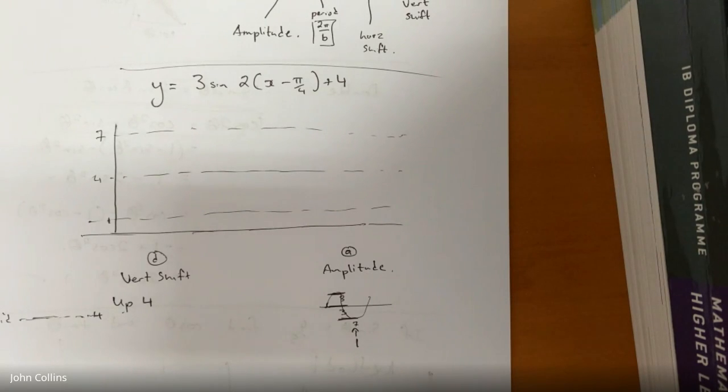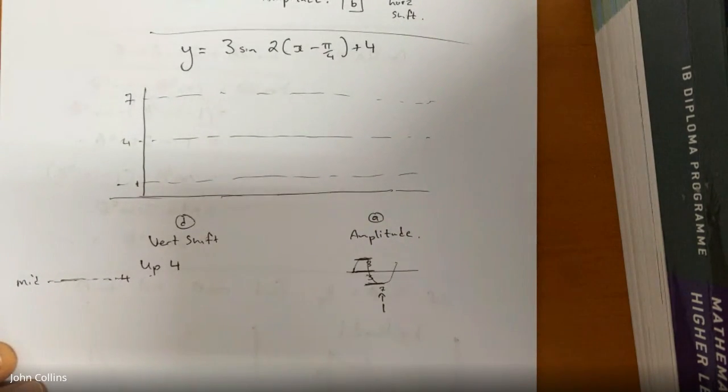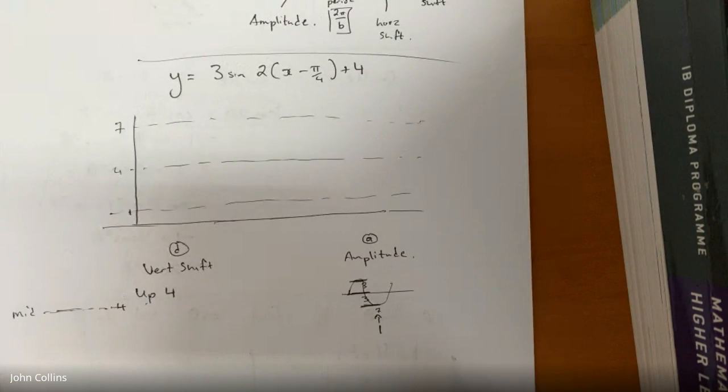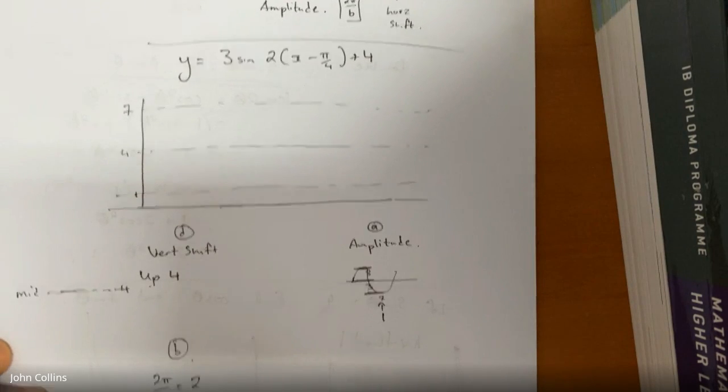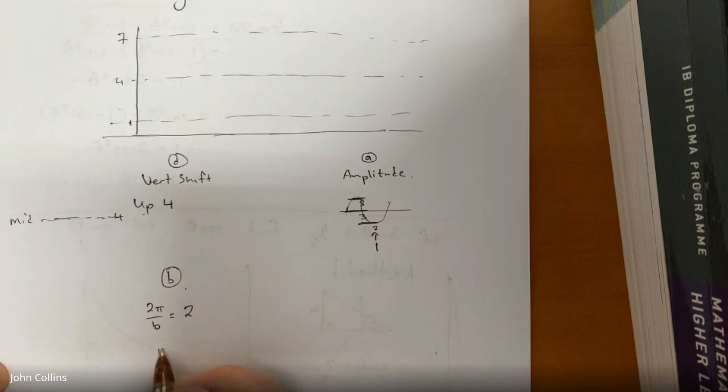Next, I would look at the other two bits of information, the period and the horizontal shift. So next, I'll look at the period. I still haven't drawn anything here. For B, the period, we know that 2 pi over B equals whatever number that was. What was the number? 2. So 2 pi over B equals 2. So pi, isn't it?